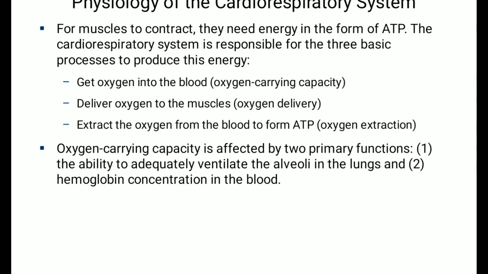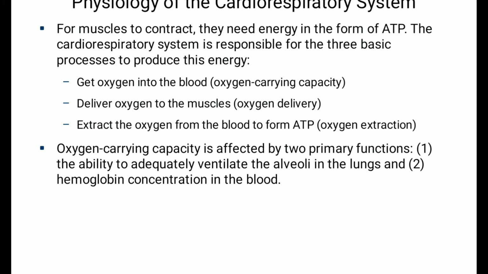So we will look into what will happen to the oxygen consumption, maximum oxygen consumption. For a muscle to contract, it needs energy to form ATP. So the cardiovascular system is responsible for the three basic processes to produce this energy: to get more oxygen into the blood by increasing oxygen carrying capacity, more oxygen delivery to the muscle, and then the muscles extract the oxygen from the blood to form ATP. The oxygen carrying capacity is affected by two primary functions.